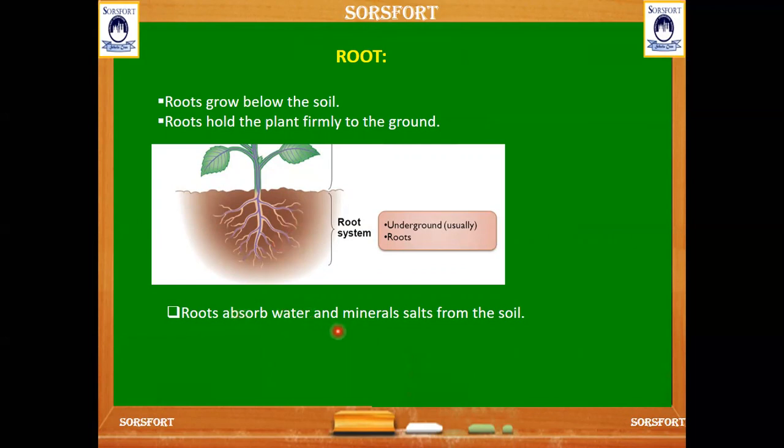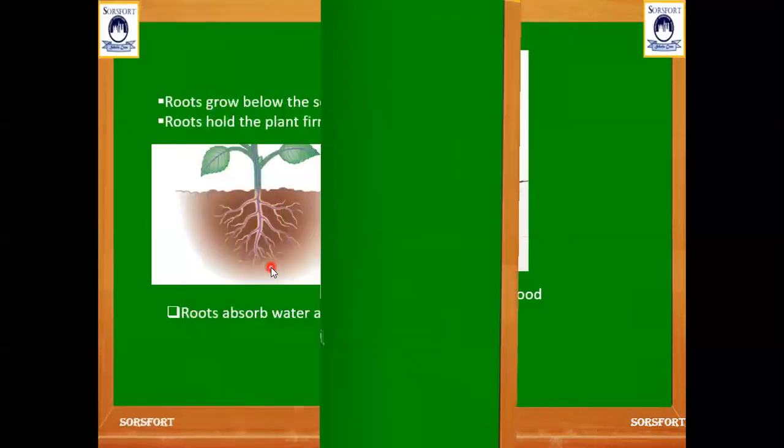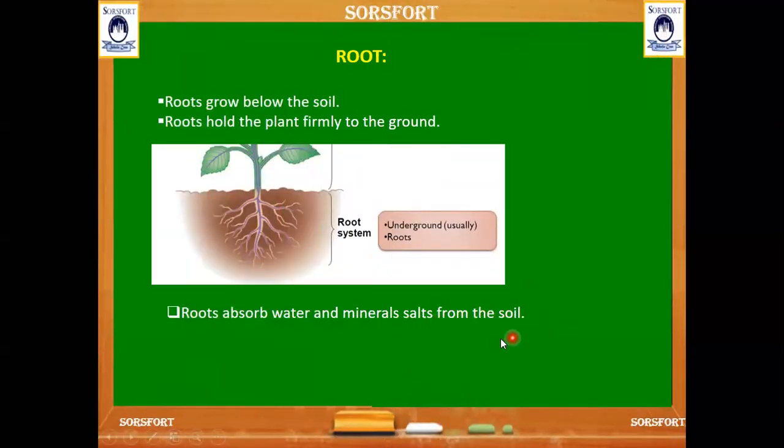Roots absorb water and mineral salts from the soil. How do we water the plant? We water the plant through the soil. And from the soil, the plant absorbs water and some of the mineral salts and carries all the water and mineral salt to other parts of the plant. Which part supplies water and mineral salt to the plant? Yes, the root supplies water and mineral salt to all parts of the plant.